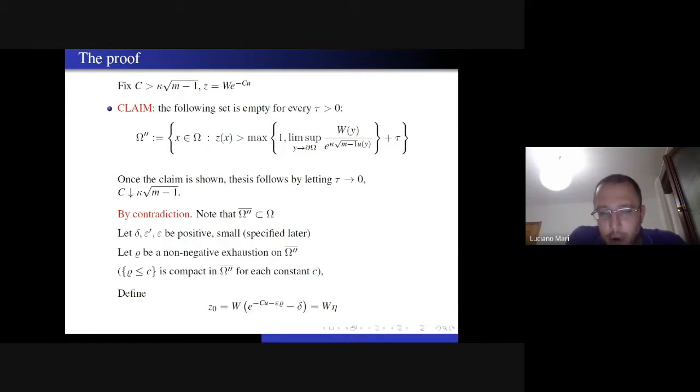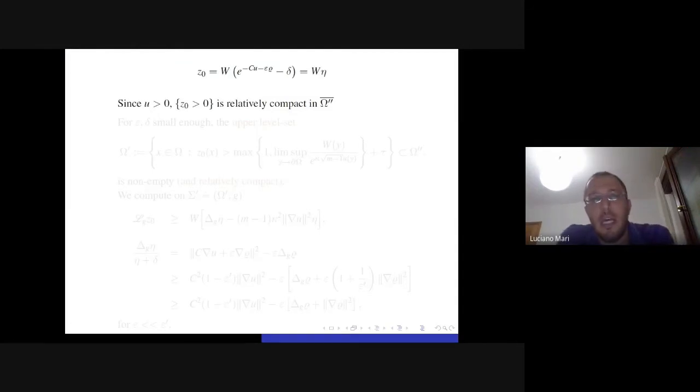And we define Z0 in the following way. It's not W e to the minus Cu, so it is slightly smaller than Z. We put epsilon rho in the exponential, and we subtract delta. So it can be written as W times eta. And observe that since U is positive, and rho is an exhaustion, e to the minus Cu minus epsilon rho goes to 0 as x goes to plus infinity.